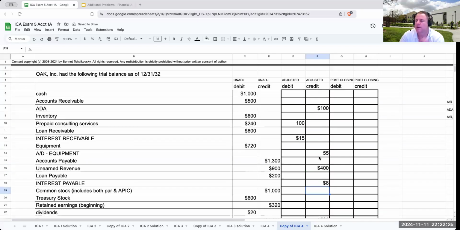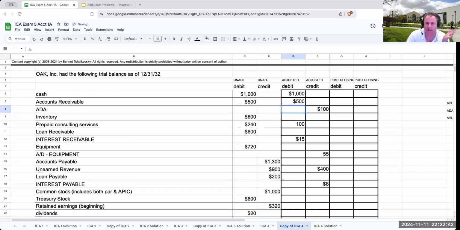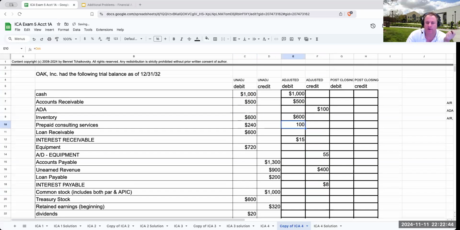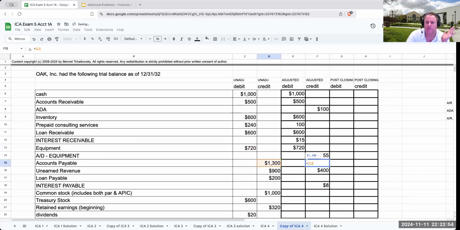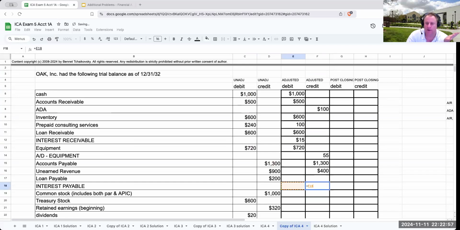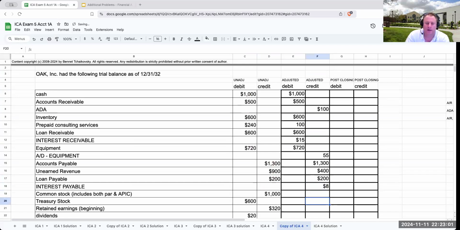Okay. Now, what I need to do is bring forward the other balances that I did not adjust: 1,000 of cash, 500 of AR, 600 of inventory. I adjusted the 240 because I used about 140 of the services. Loan receivable of 600, equipment, don't touch it. Payables, 1,300. Loan payable over here of 200. Common stock did not change.